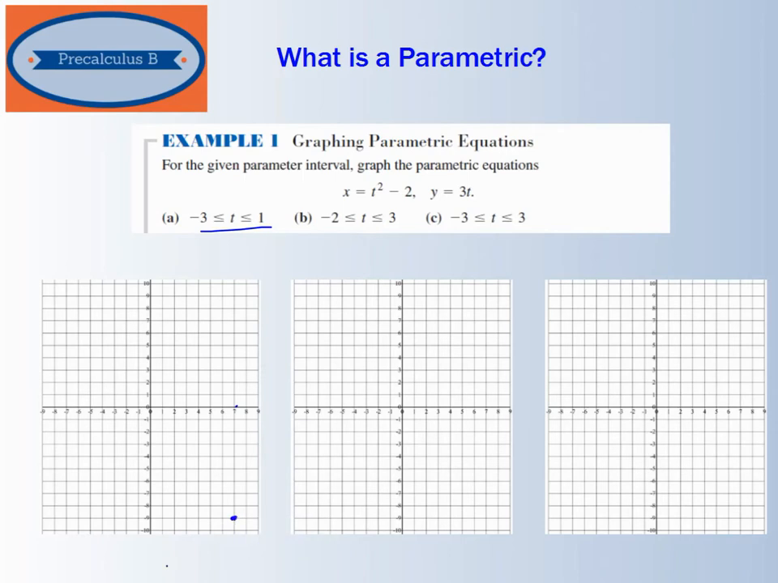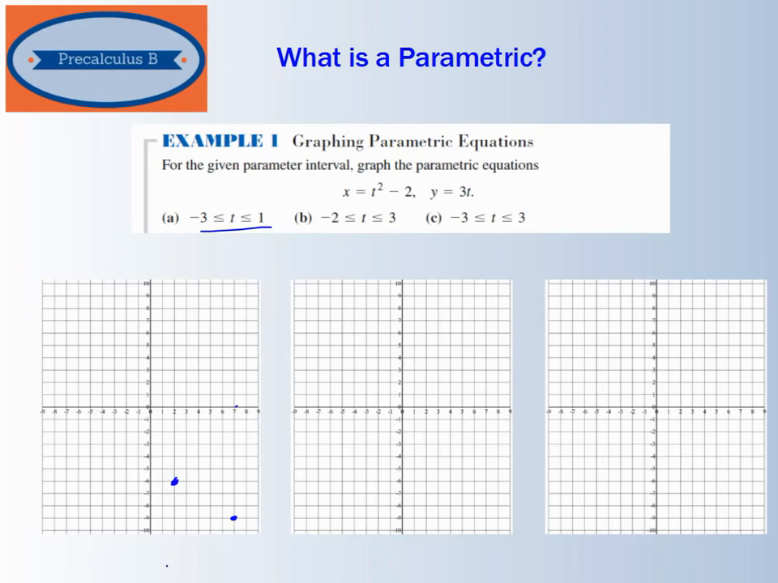Notice it's not a point at x is -3, right? T is a separate thing that's not actually on the graph. We're going to determine our x and our y value and then plot the point. If I put in a -2, I would get 4 minus 2 is 2. So I'd now say my x value is 2 and my y value is -6.